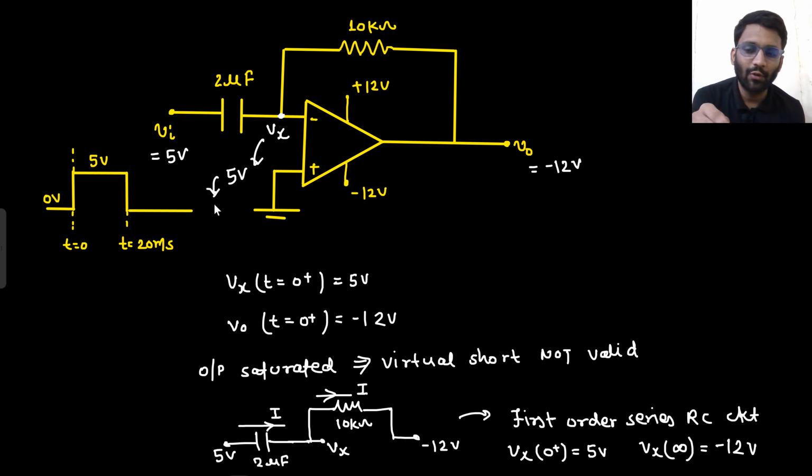So after 5, what voltage will it get? Let's just say it is getting 4 volt. If it is getting 4 volt, what will be the output voltage? At the negative node you have 4 volt. At the positive node you have 0 volt. Output voltage will be minus 12 volt only.